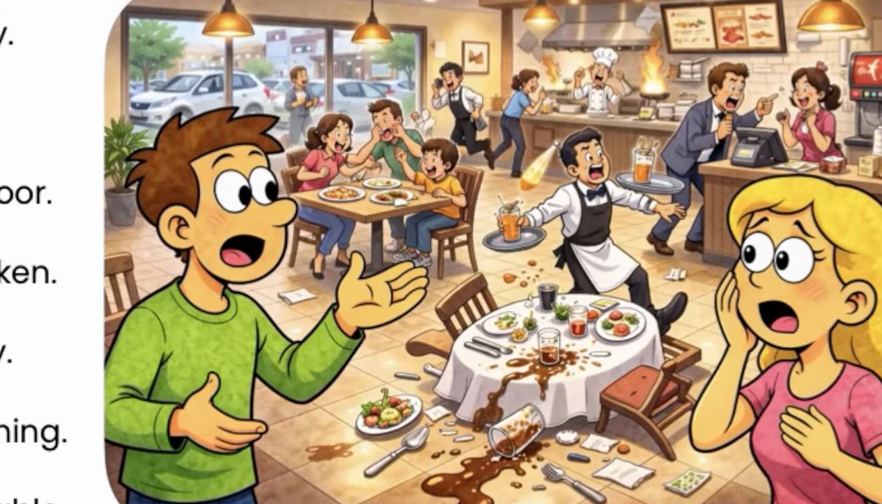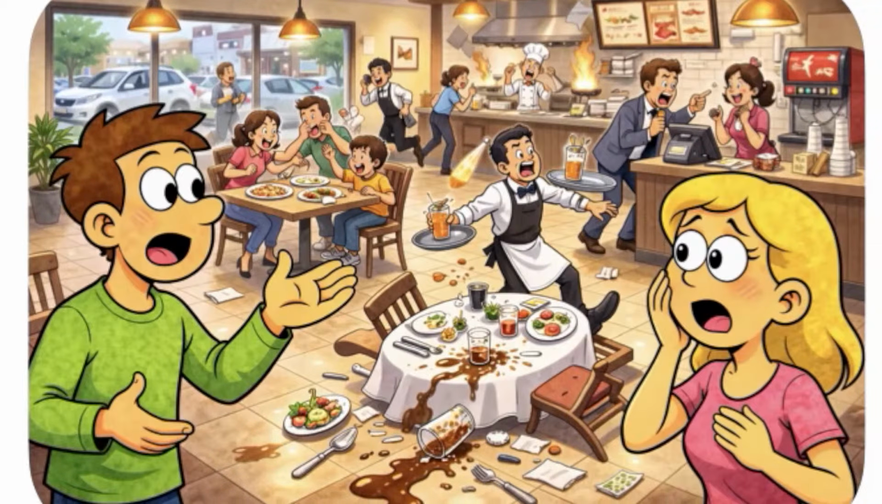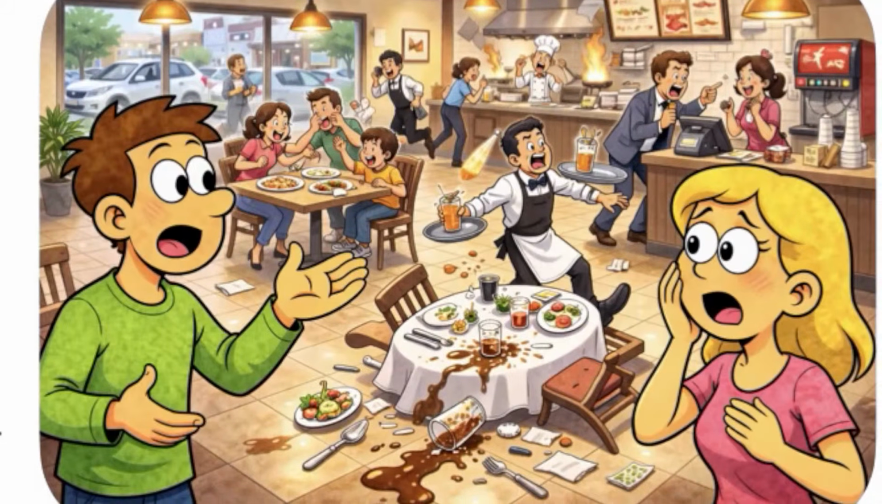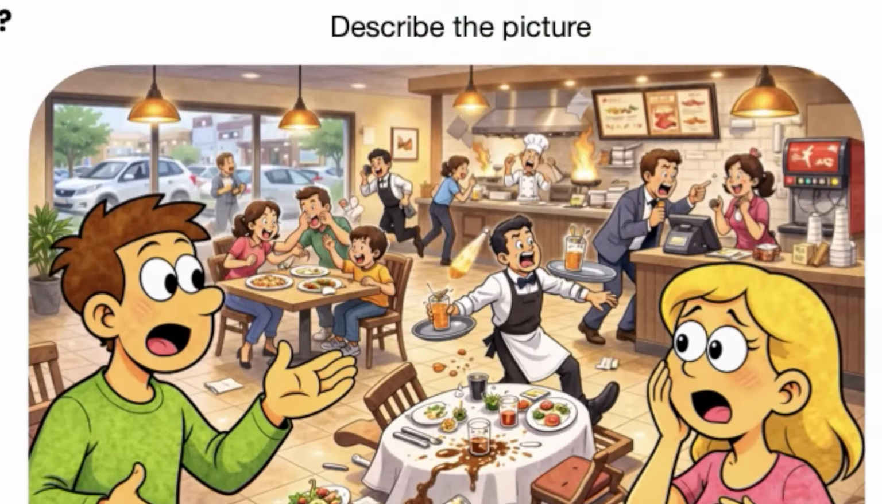Let's make it larger. Okay, we got the picture. It's in a restaurant. Lots of things are happening. It's a crazy situation. Look at the picture and write sentences. What's going on, right? So describe the picture.